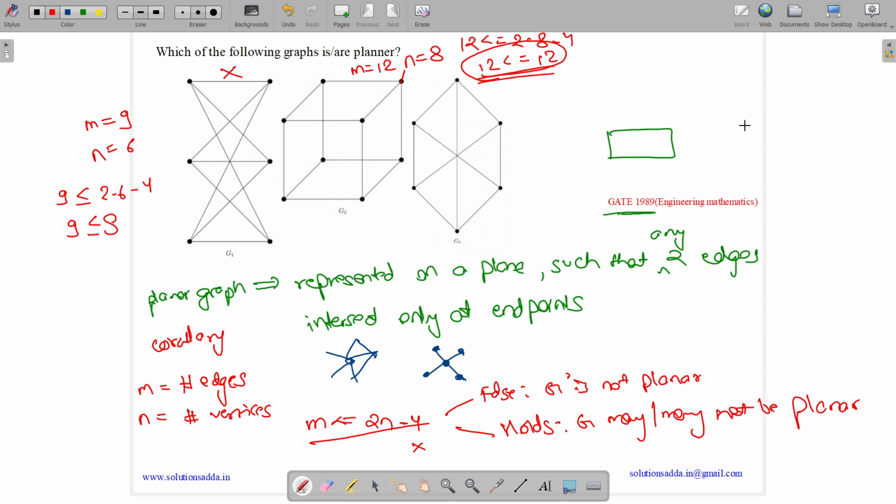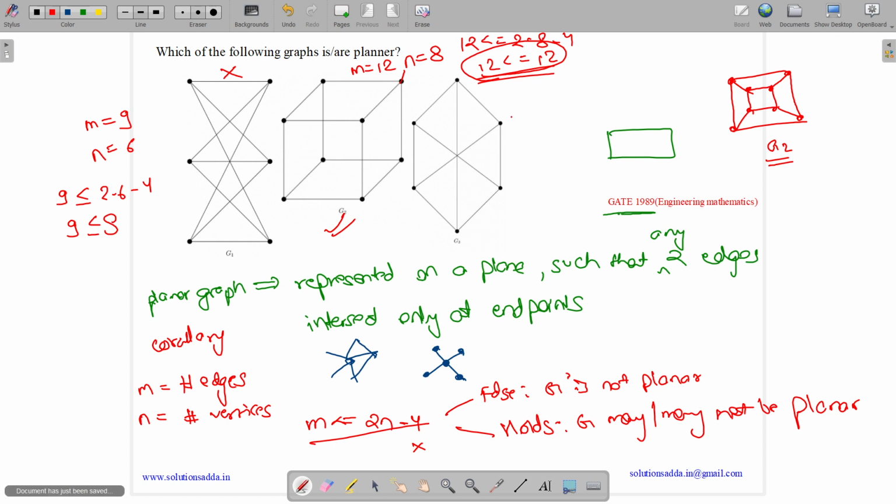So we can draw the planar equivalent of this one like this. We can draw the planar equivalent like over here. We can have like this, an edge like that, and an edge like that. So this is the planar equivalent of the graph G2 with no two edges intersecting from the middle. So G2 is planar.